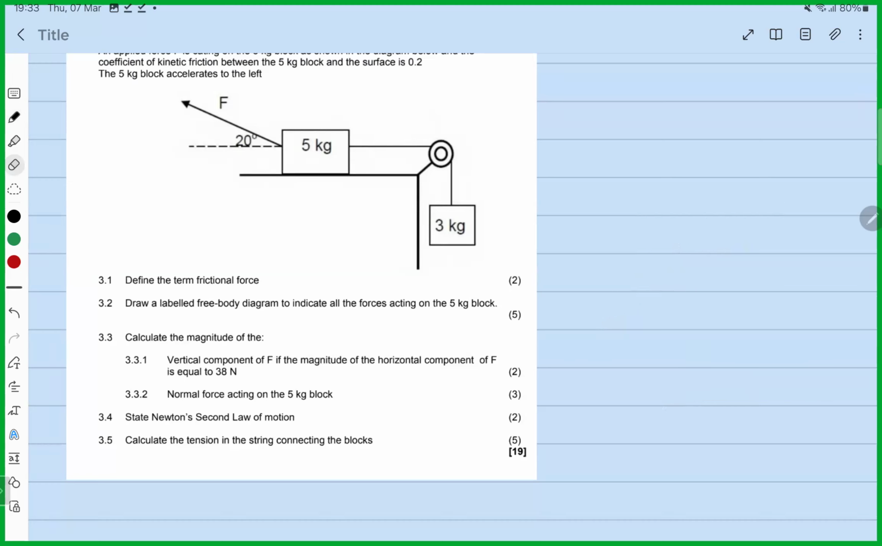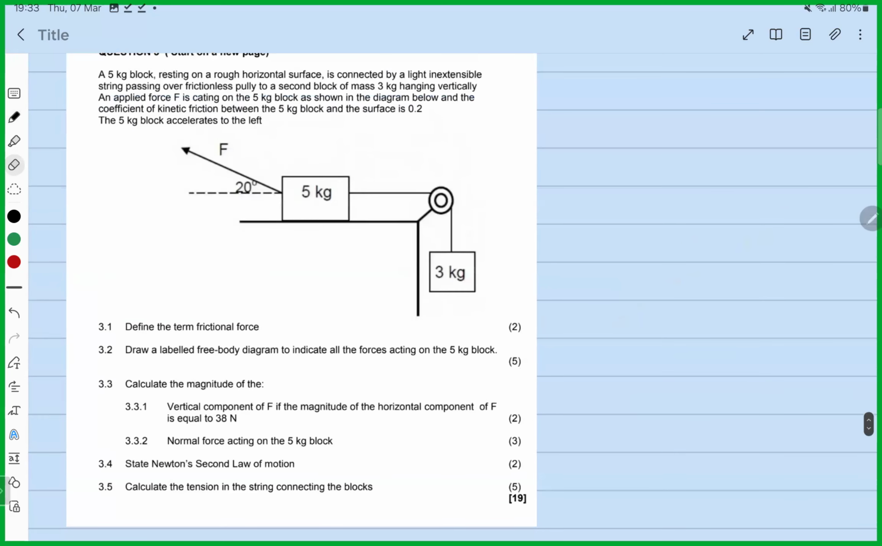So I hope it's a kind examiner this year, and he's basically checking to see that you know your work and not trying to trick you.